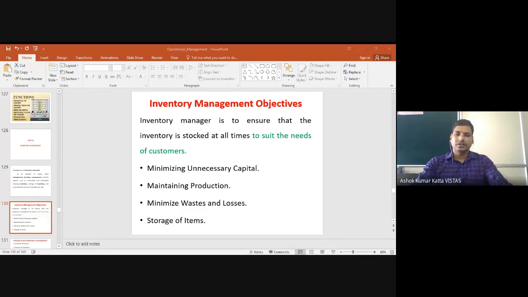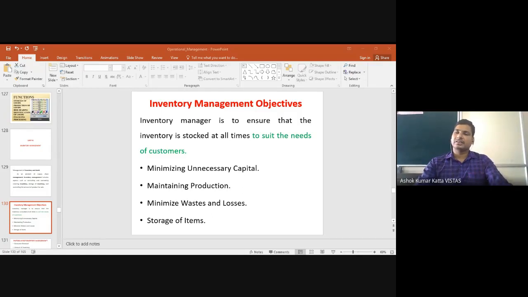Third point, you need a proper control mechanism to minimize waste and losses of inventory. This should not happen when you are playing an important role as an inventory manager.